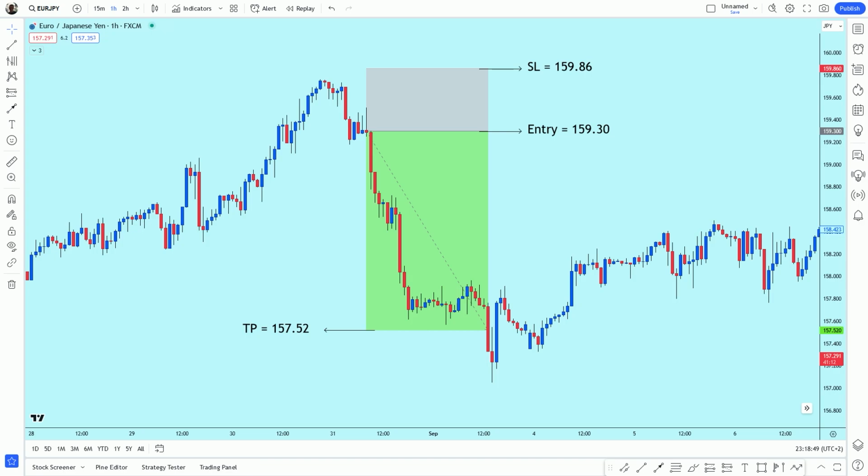Here we can see a Euro Japanese yen example, and this time I want you to calculate how big is our stop loss level and take profit level. So pause this video and comment below your answers. I will check and reply if your answer is correct or wrong.